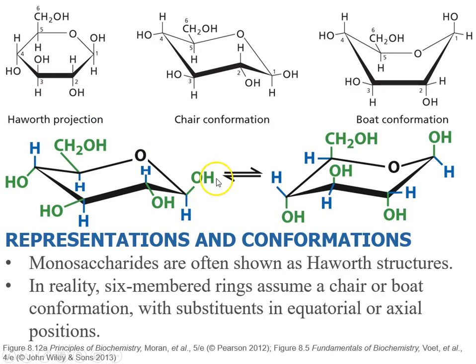The other thing that we can do is, if you tug on this end right here and pull on this end right here, you can interconvert between two forms of the chair conformation. And again, you might remember from organic chemistry that when you have the most bulky substituents in the equatorial positions, that's the more stable form. So that means that the form on the left will be more stable than the one on the right.